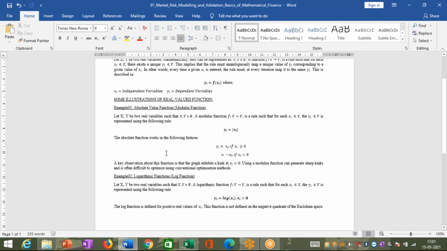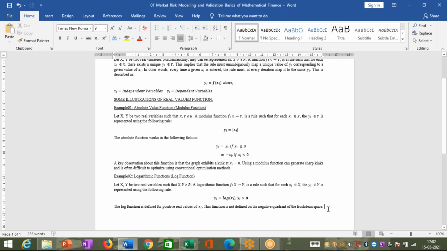Basically, if you have to plot a log function, you just need to check whether xi is greater than 0. This function is only defined for positive real values. In the negative quadrant of the Euclidean space, this function is not defined. So log 0 is undefined. Log of less than 0, if xi is less than 0, is undefined. For xi greater than 0 but less than 1, log x is negative, and for values greater than or equal to 1, log x starts becoming positive, right?